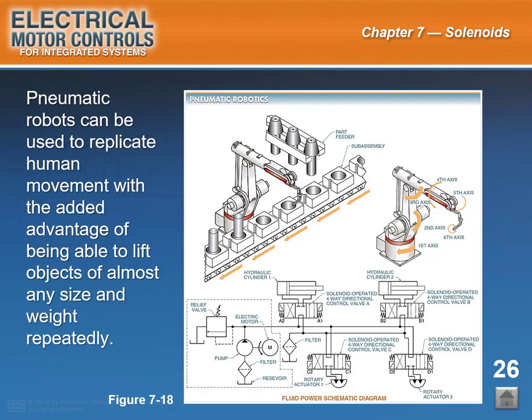Pneumatic robots can be used to replicate human movement with the added advantage of being able to lift objects of almost any size and weight repeatedly. See figure 7-18. Industrial robots are used in all kinds of applications, from welding, painting, sorting, and assembling extremely small to extremely large parts. They can replicate human movement with the added advantage of being able to lift objects of almost any size or weight repeatedly in almost any type of environment.